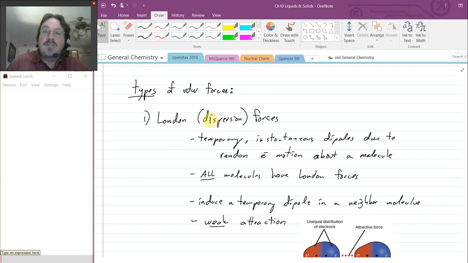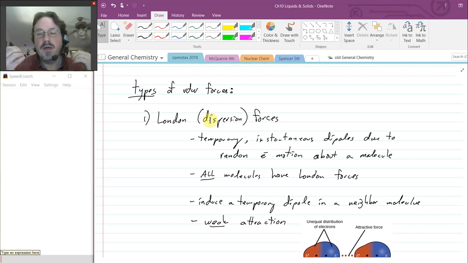First of all, every molecule out there has these. Second of all, these are the weakest of all of the van der Waals forces. They're not strong at all, but every molecule has them. And they are due to the fact that the electrons in a molecule, the bonds and the lone pairs, are all waves really, right? And so they're distributed around this molecule, and they're not stationary, they're in constant motion, they have energy, right?